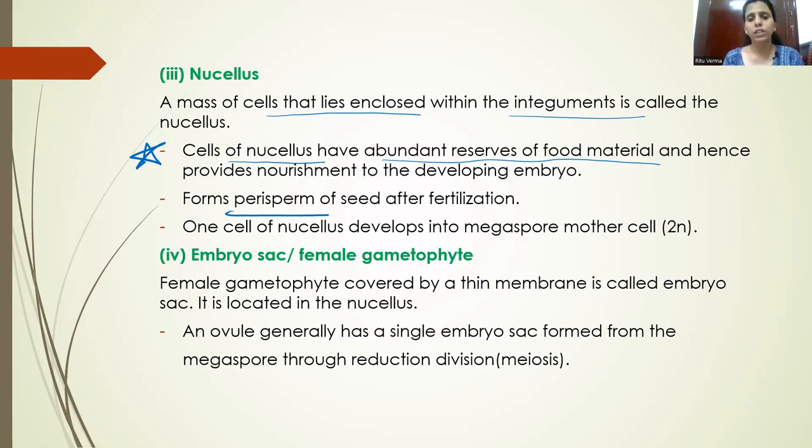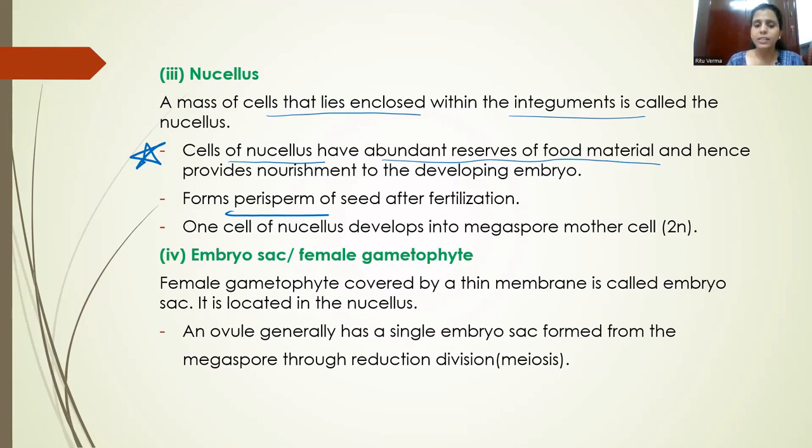I have already told you that there are many cells in the nucellus. One of the cells of the nucellus develops into the megaspore mother cell. This megaspore mother cell is diploid, and later it undergoes the process of megasporogenesis and gives rise to haploid megaspores.